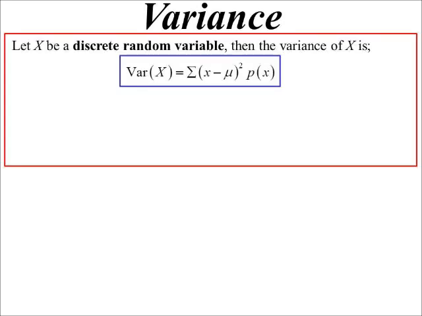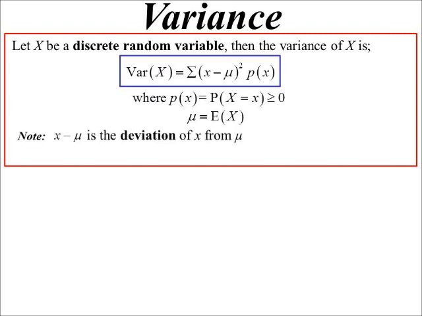Variance, the other feature we're interested in when we're looking at this stuff. So x is our discrete random variable, whatever it's measuring. The variance of x is defined like so: the sum of x minus mu squared times the probability of x. Now remember mu was the mean, or the arithmetic mean, but also the expected value, whichever way you want to call it. Again, p(x) represents the probability of x equaling x. Mu is the expected value.